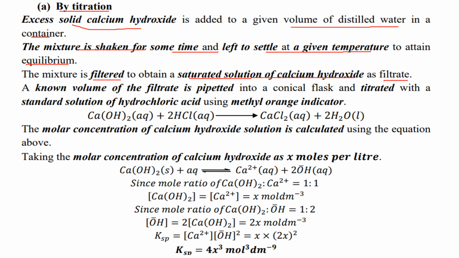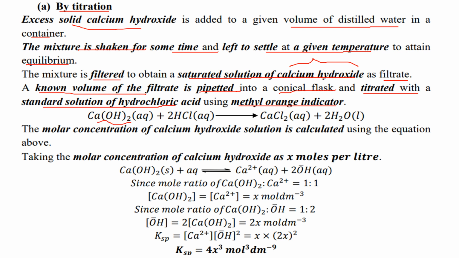Now we need the molar concentration of the respective ions. So what we do is what we call titration. A known volume of the filtrate is going to be pipetted and put into a conical flask and titrated. Remember that we are dealing with calcium hydroxide. That means that the titrant must be an acid. So it's going to be titrated with a standard solution of hydrochloric acid. And whenever we use hydrochloric acid, we accompany it with methyl orange indicator.